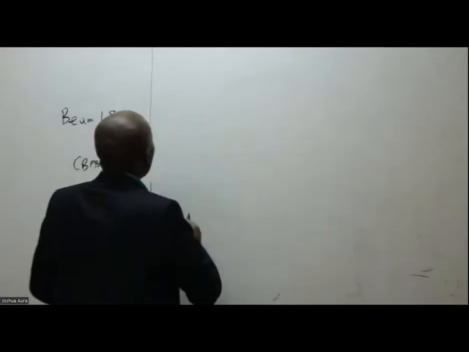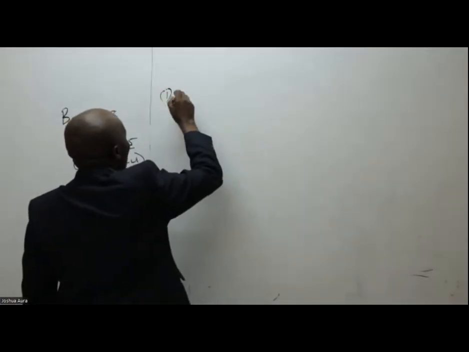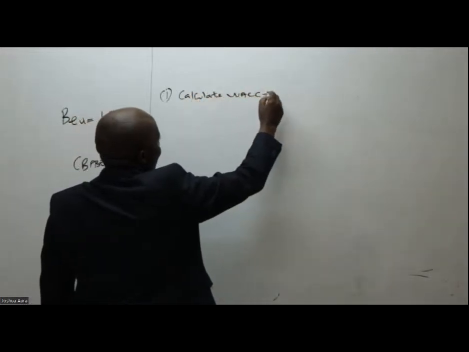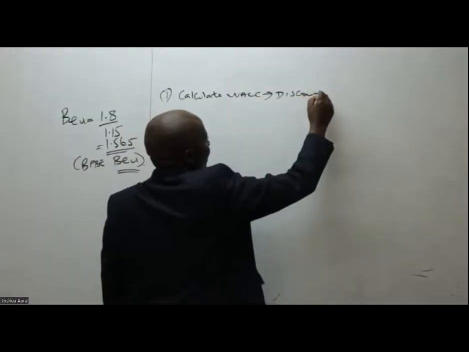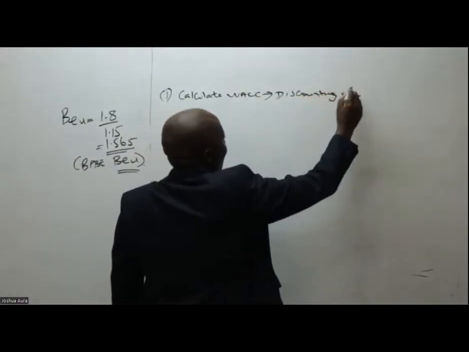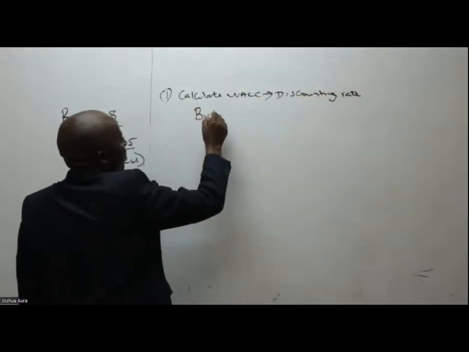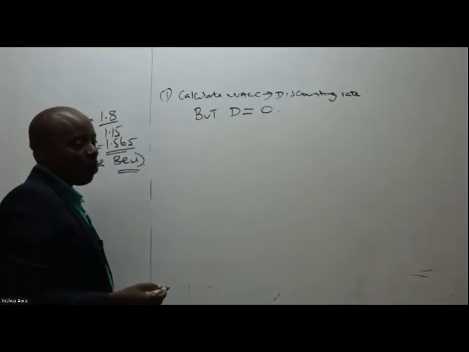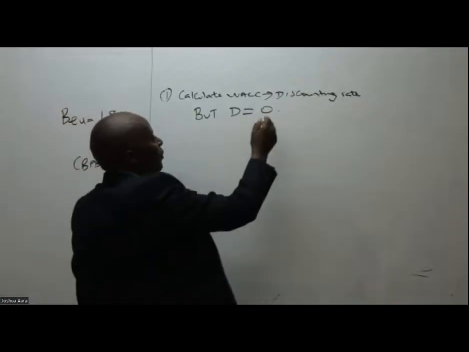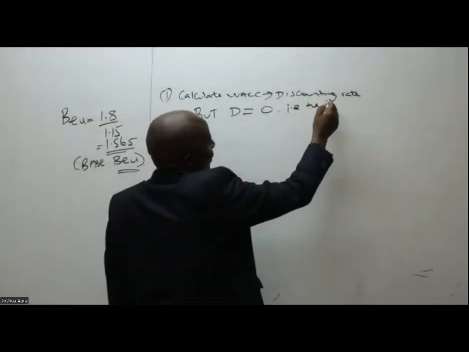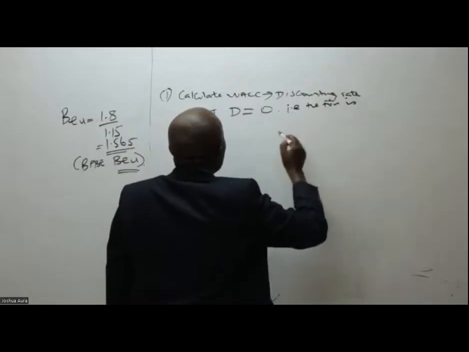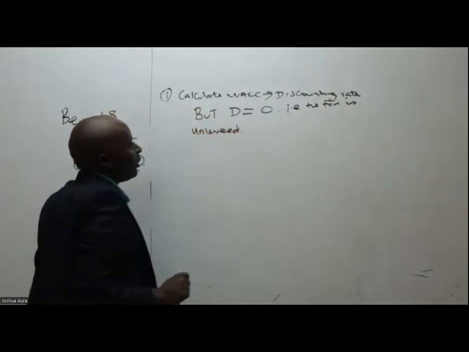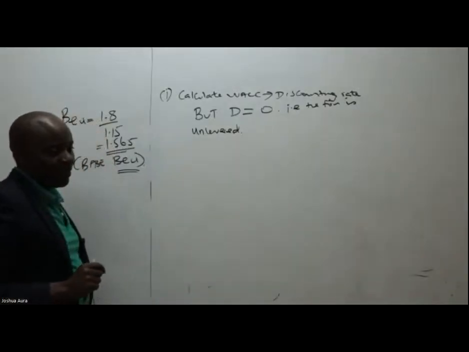So in this case, go ahead and calculate WACC. So this is our discounting rate. But remember your debt equals 0, i.e. the firm is unlevered. The firm is unlevered.